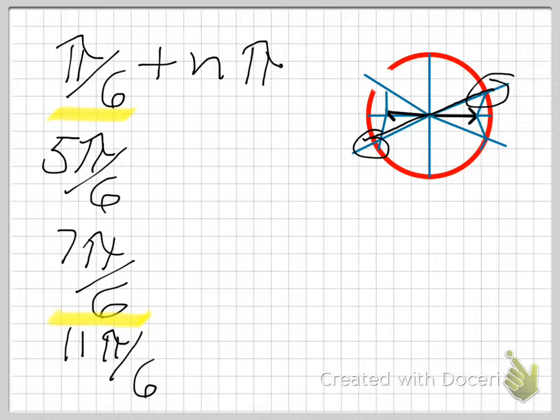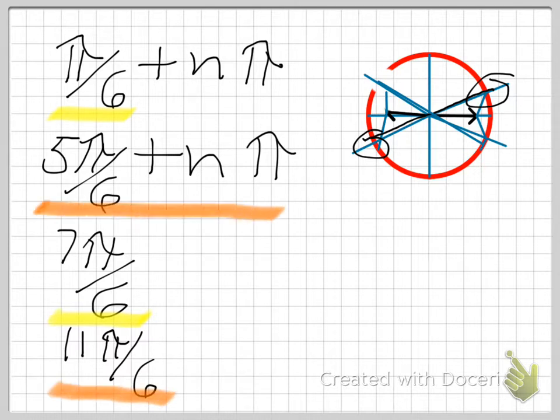And then we could also combine the other two, and that would be the 5 pi over 6 and 11 pi over 6. If we combine those, we would have plus n pi, and we'll change our color here. And now we have the 11 pi over 6 and the 5 pi over 6 combined, since they are symmetric. We have all the angles infinitely.